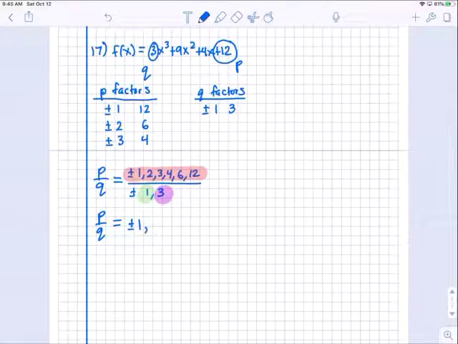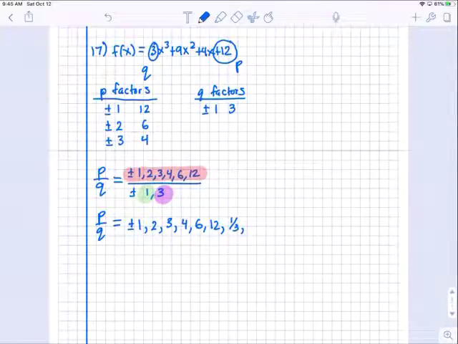2 over 1, which is just plus or minus 2. 3 over 1, which is plus or minus 3. 4 over 1, plus or minus 4. 6 over 1, plus or minus 6. 12 over 1, plus or minus 12. So that was red over green. Now we have to do all the red ones over the purple. So 1 over 3 will give us plus or minus 1/3.